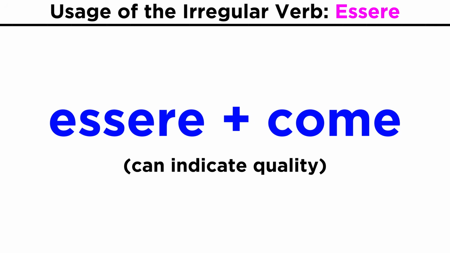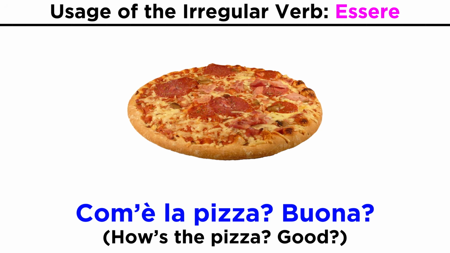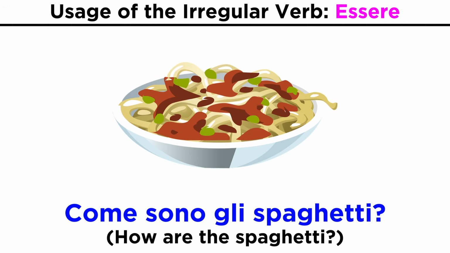We can use essere with come to indicate quality. Come la pizza? Buona? Come sono gli spaghetti?